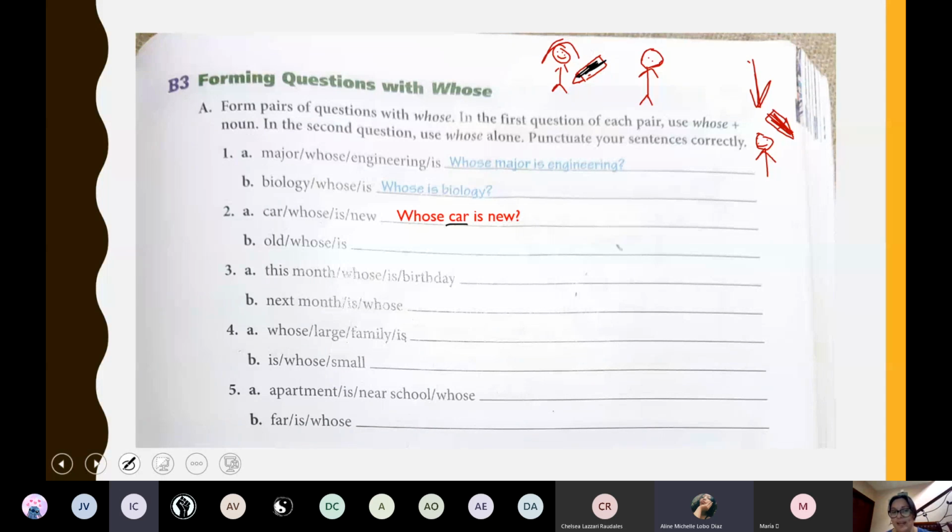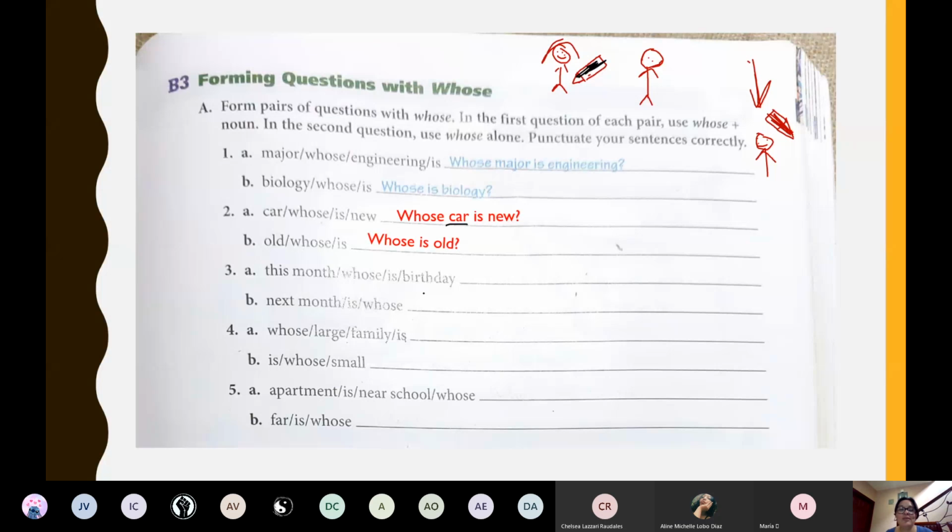What can be the question in there? Whose is all? Okay, there we have it. Whose is all? Why? Because we already know that we are talking about car. In number 2, we have who? Whose car is new? Aaron's car. And whose is all? Miss Novia's is all. Okay, so if you see, in the first one we introduce what we are talking about, and in the second one we don't, because we already know that we are talking about cars.